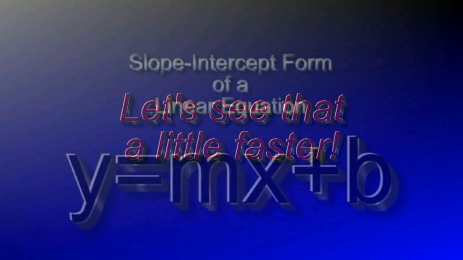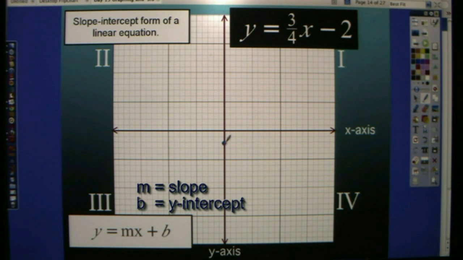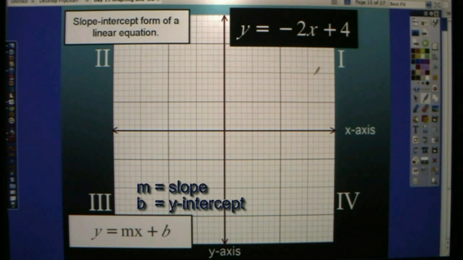You want to see that a little bit faster? Now, I don't know if I can narrate this fast, but I'm going to give it a shot, okay? Slope-intercept form, y equals 3/4 x minus 2, so go to negative 2, because that's the intercept, and then up 3 over 4. Draw the line.